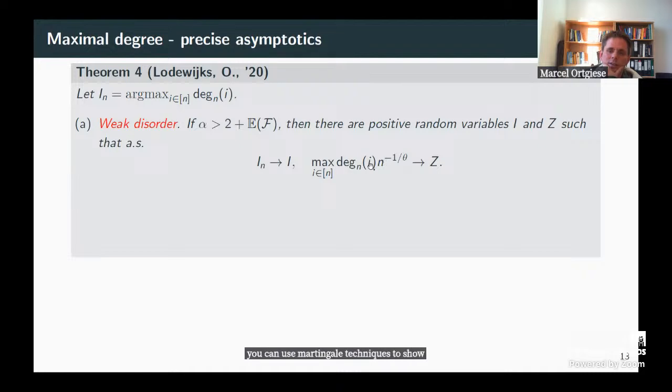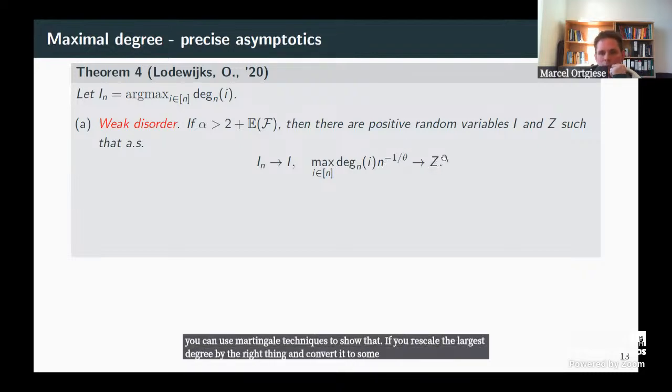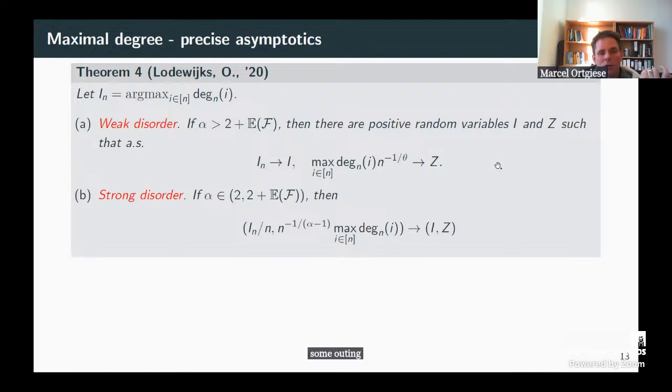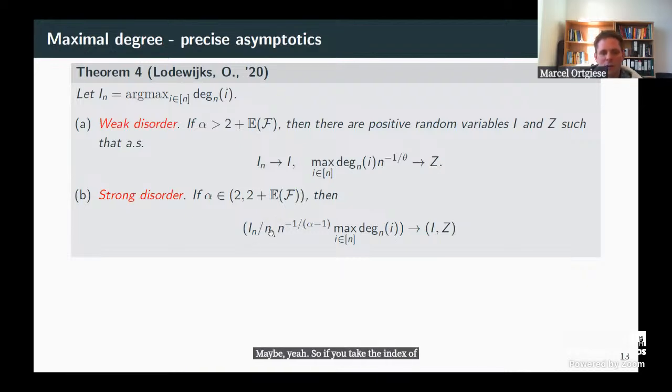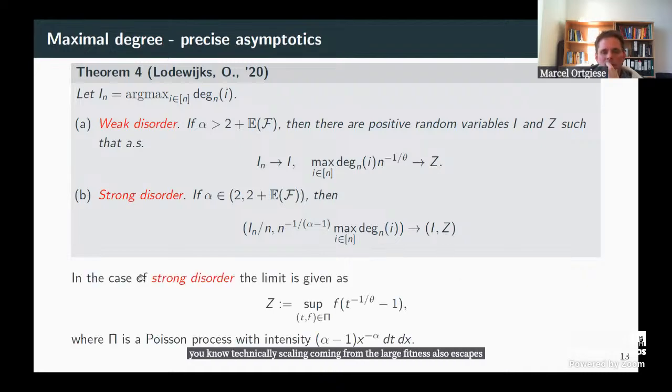So if you rescale the largest degree by the right thing, it converges to some martingale. Good, but in the strong disorder case, it's slightly more interesting. If you take the index of the largest vertex divided by n, that converges to a random variable, and the largest degree also, but taking the rescaling coming from the largest fitness also rescales. The interesting thing is that the limit has a not completely trivial structure, and it's given in terms of some Poisson point process with a certain intensity.